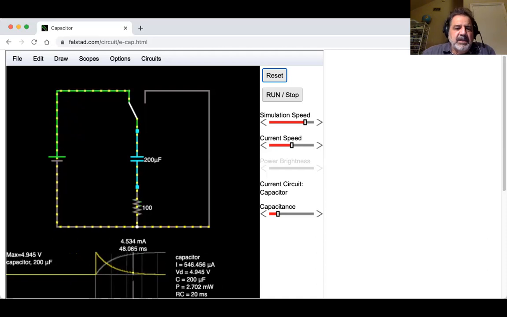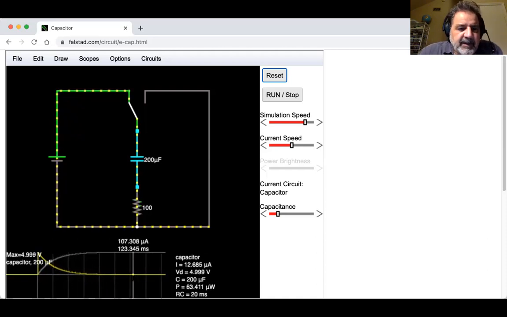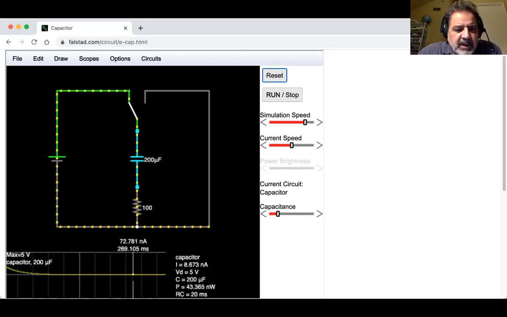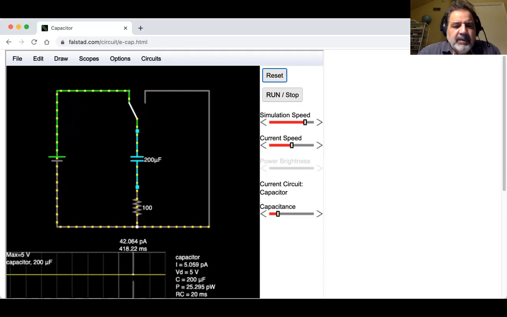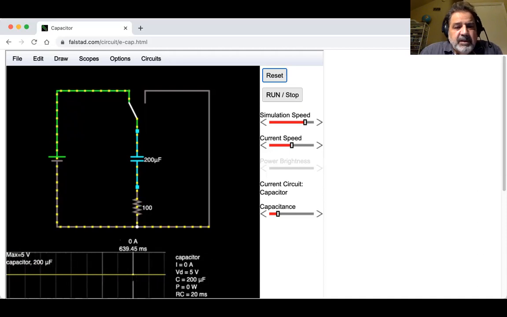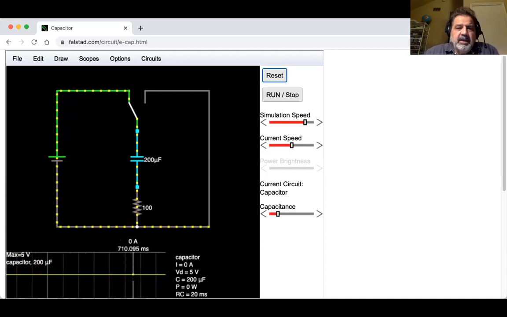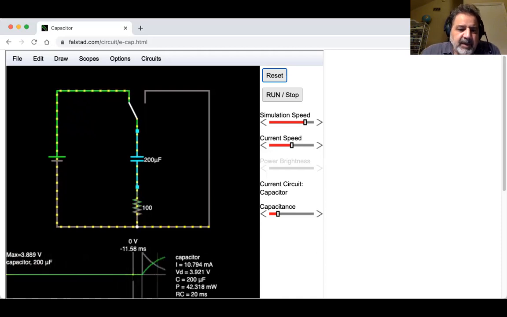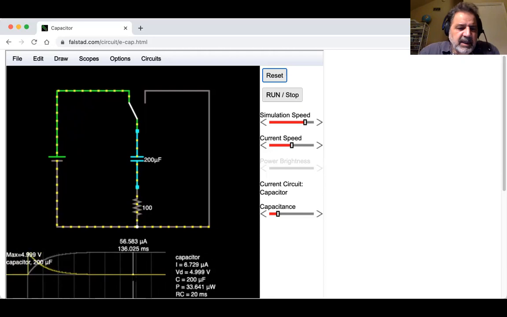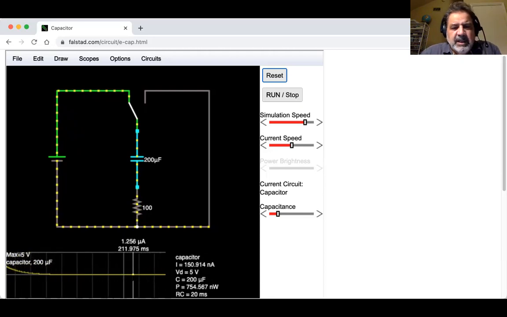You can see that the current takes off really quickly and then diminishes to zero, and the voltage starts off at zero and gets greater. Let's reset it, and you can see that what was the green line is the voltage, and the current is the yellow line.